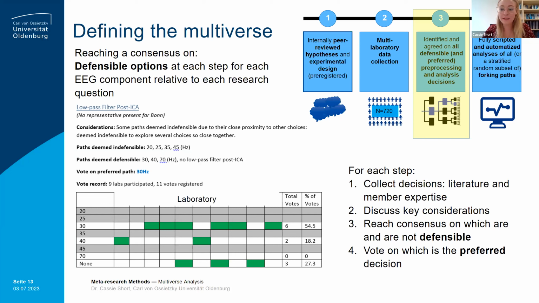And what we did was, first of all, we would collect decisions. So from the literature, we all would read up in advance, and people were experts in EEG, personality, neuroscience, and also member expertise, so what they've read and what they believe to be appropriate. And then we discuss the key considerations.